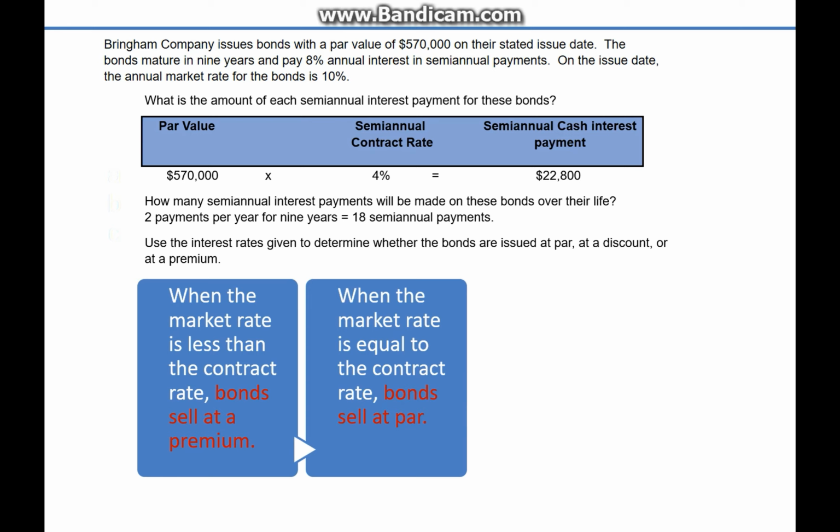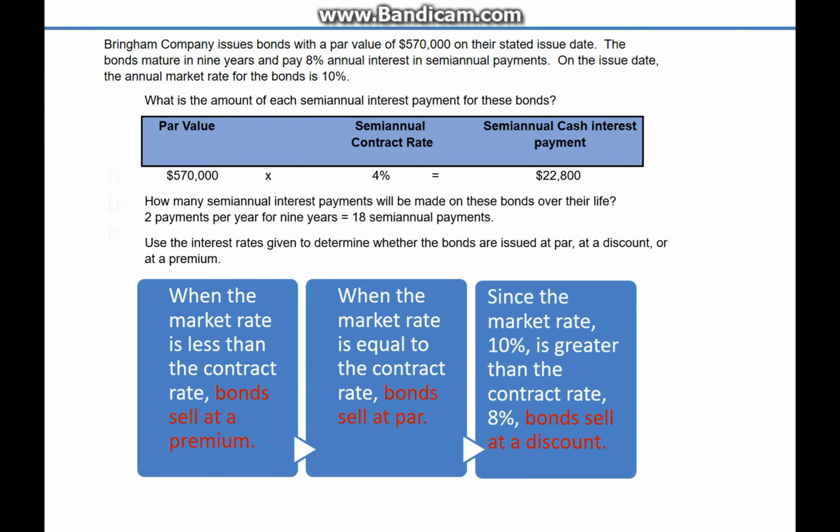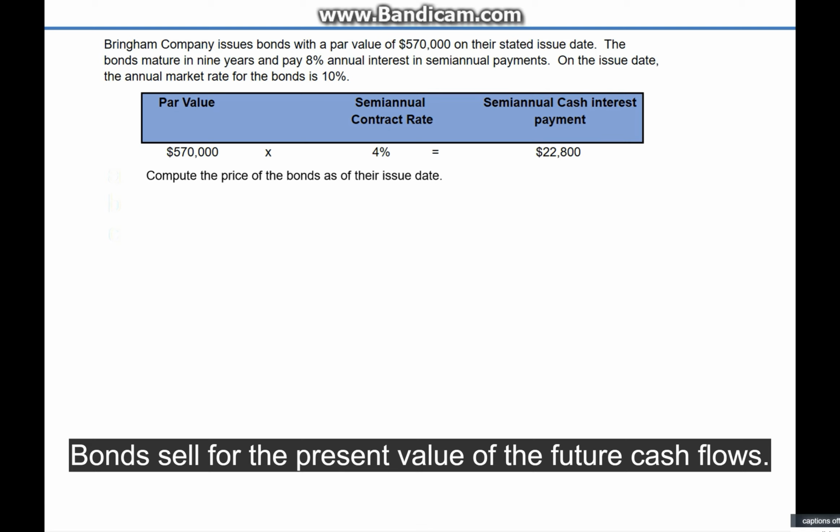The bonds will sell at a premium. When the market rate is more than the contract rate, investors will pay less for the bonds. The bonds will sell at a discount. In this case, because the market rate, the true interest rate, is 10% and the contract rate is only 8%, we predict that this bond will sell at a discount. So now let's compute the price of the bonds as of their issue date.